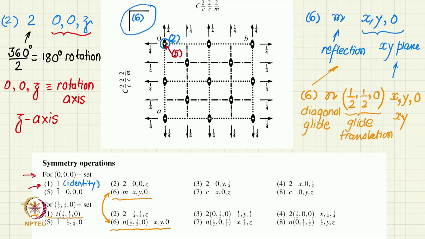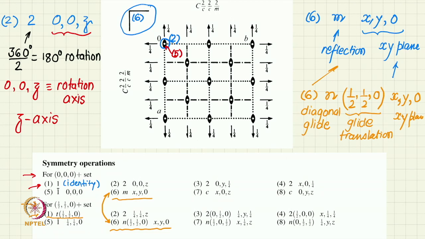So, note this interesting thing. The x y plane is present in this operation 6 in the second block, and there it is being shown as an n glide operation, a diagonal glide operation. This x y plane is present in the operation 6 in the first block also, but there it is shown as a mirror, a reflection. And if you see in the x y 0 plane, the symbol which is shown here is only for the mirror, not for the n glide.